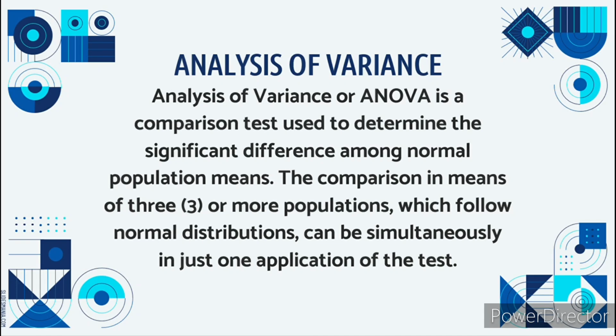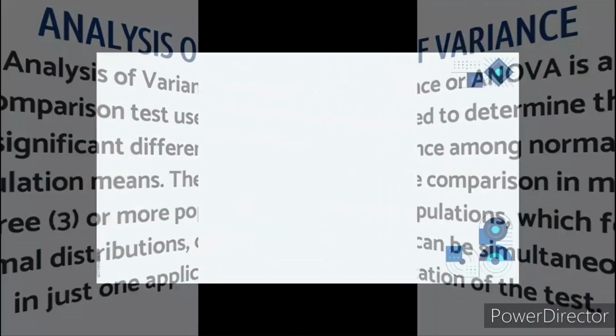Analysis of variance or ANOVA is a comparison test used to determine the significant difference among normal population means. The comparison in means of three or more populations which follow normal distributions can be done simultaneously in just one application of the test. Parang ang gulo, pero later on, ma-explain natin yan sa iyo ng bonggang-bongga.